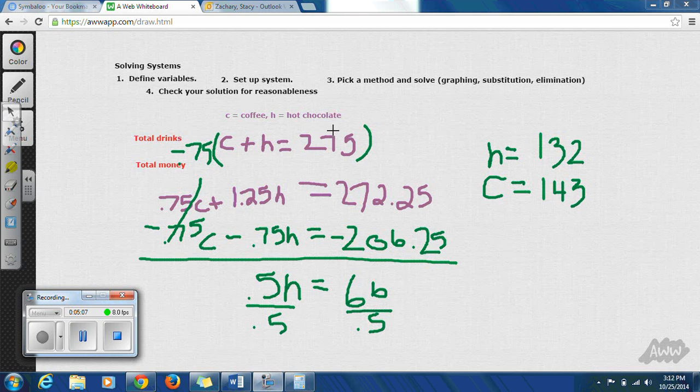Checking for reasonableness. First of all, I have positive numbers, so that is good. You knew you did something wrong if you got a negative number of hot chocolate, or, for that matter, a fraction of hot chocolate cups. They should be whole numbers and should be positive. Also, when you add these two things together, they should equal 275. And when you multiply them by their value, in other words, hot chocolate by $1.25 and 143 by its price of 75 cents, when you add it all up, the total value should be 272.25.